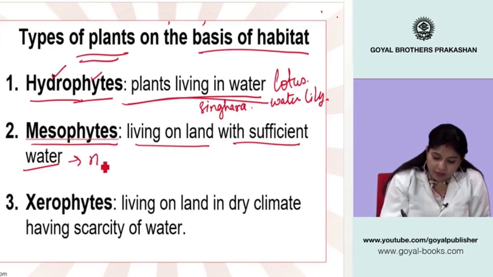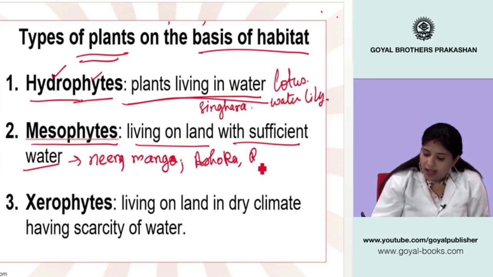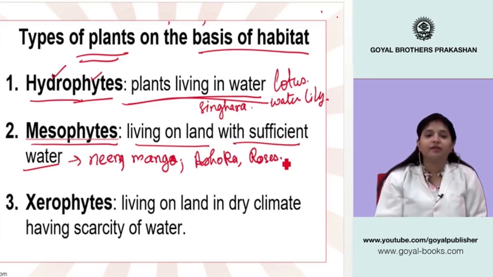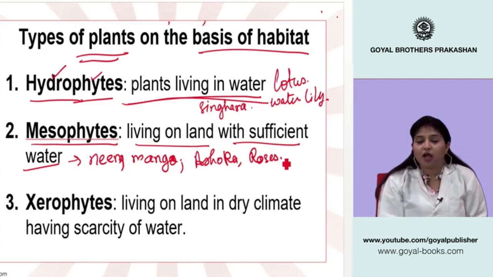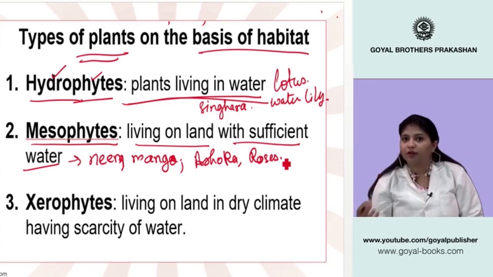The example being your neem, right? Mango, right? You have ashoka, so on and so forth. You see different kinds of plants which are present on the land, which have access to a sufficient amount of water. These are known as your terrestrial plants. These are present on the land.